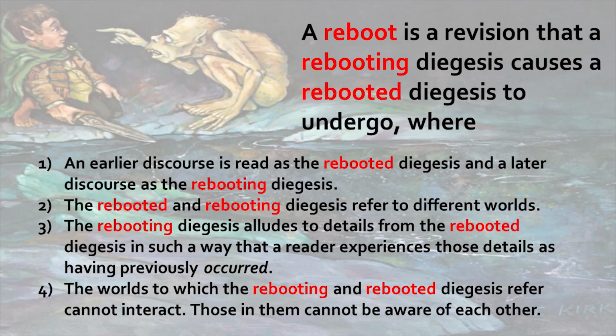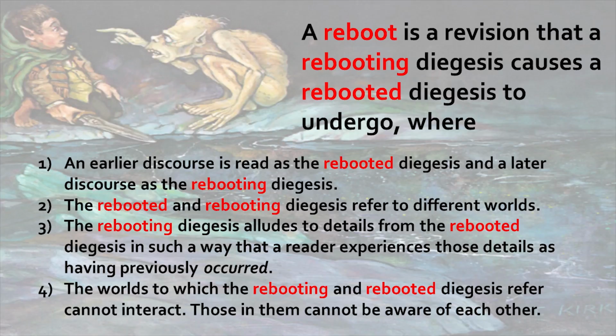But there's a special relationship between them. Namely, the later, the 1951 edition of The Hobbit, the second edition, seems to be alluding to things that happened in the earlier edition. Readers who read both will get the sense that many of those experiences or details in the earlier edition have already occurred in the later edition, even though technically they're describing different people and events in a different world. So there's an allusion, but not a relation of identity.